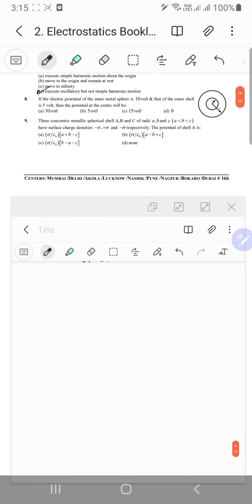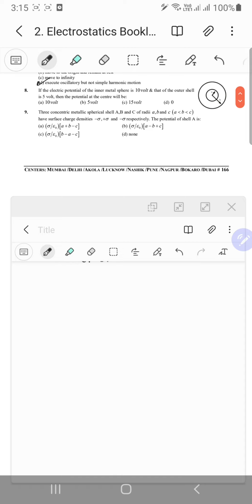If the electric potential of the inner metallic sphere is 10 volt, and that of the outer shell is 5 volt, then the potential at the center will be what? Electric potential of the inner metal sphere is 10 volt, and of the outer shell is 5 volt. Okay, the potential at the center will be.